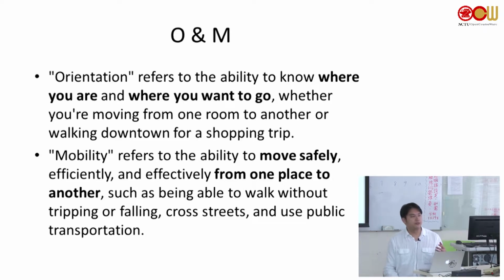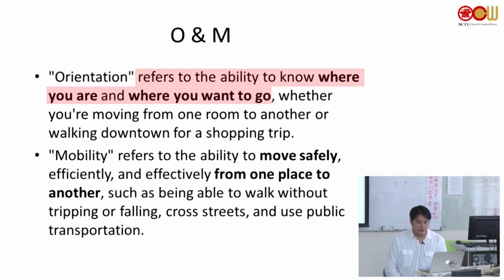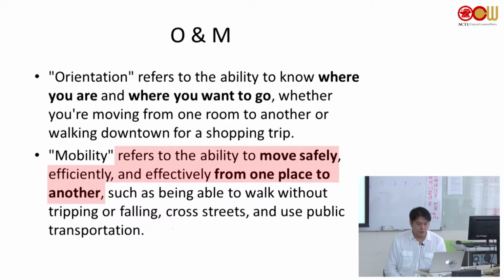When people talk about navigation, there might be two very different aspects of how to get from A to B. The first one is called orientation, and it refers to the ability to know where you are and where you want to go. The second is mobility. It refers to the ability to move safely, efficiently, and effectively from one place to another.